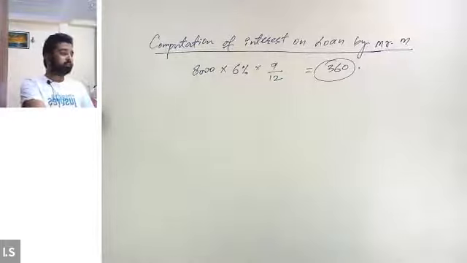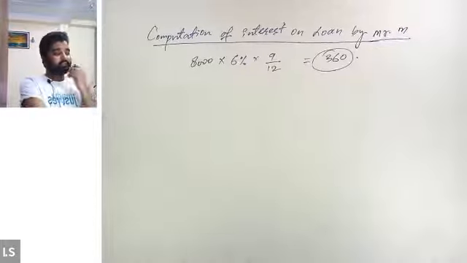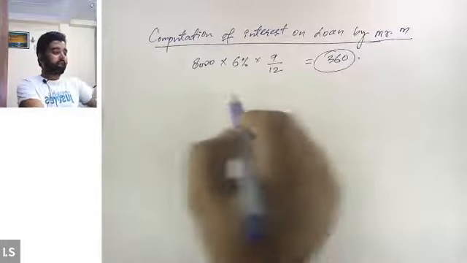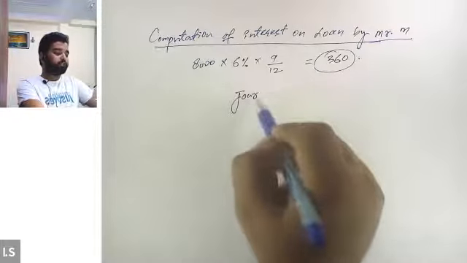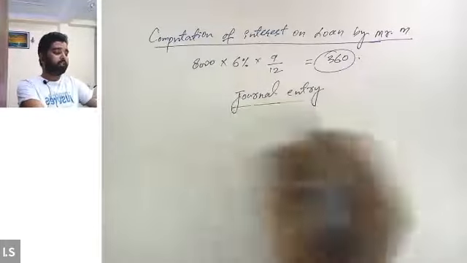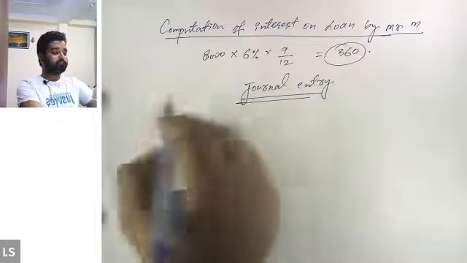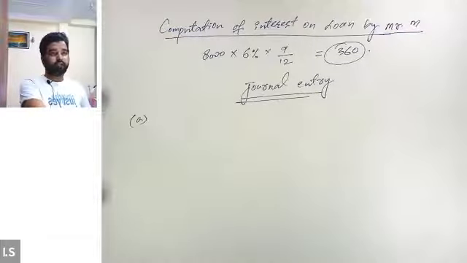Right? Anyone having any doubt? Okay. See, the question is not asking for the journal entry, but I want all of you to make the journal entry of this question. Let's try with the journal entry also. How do we pass the journal entry for the payment of interest? As we know, there will be two journal entries. The first entry will be for interest due, then for transferring the interest to the profit and loss account.